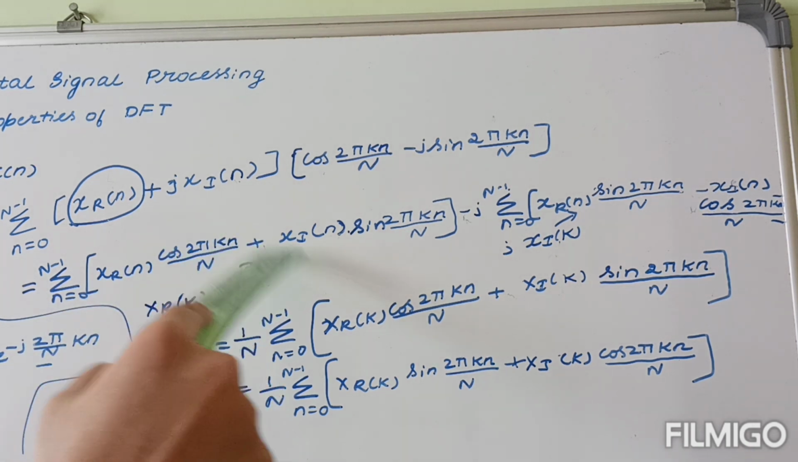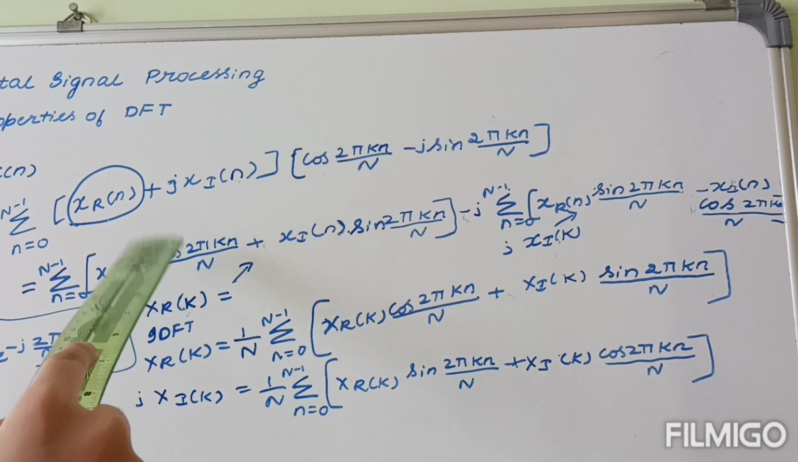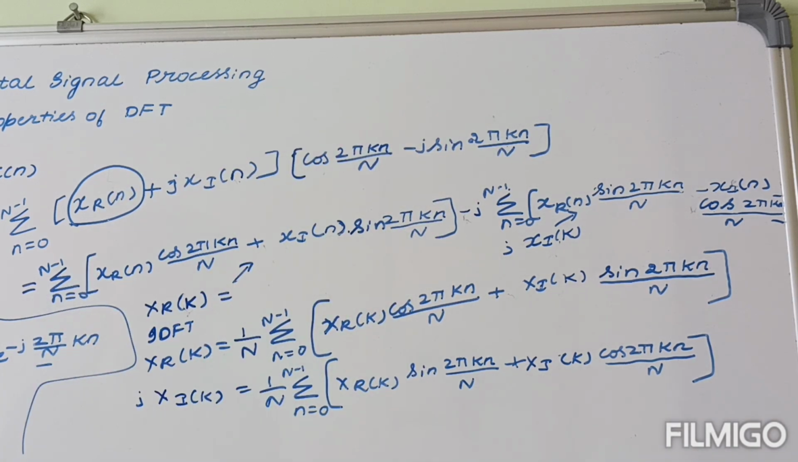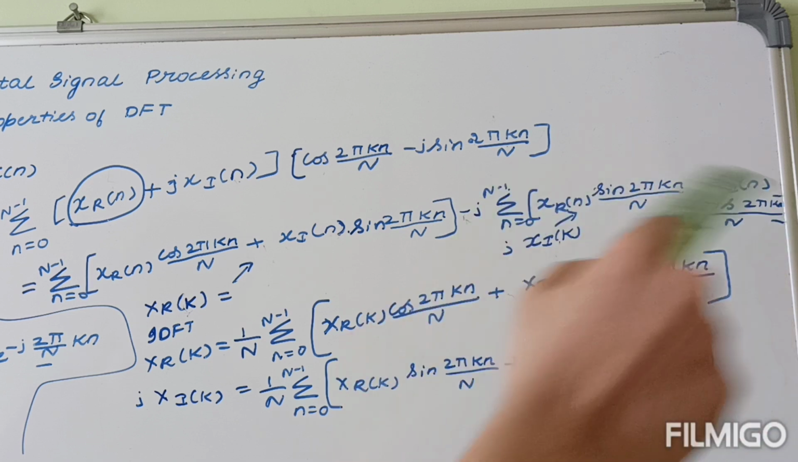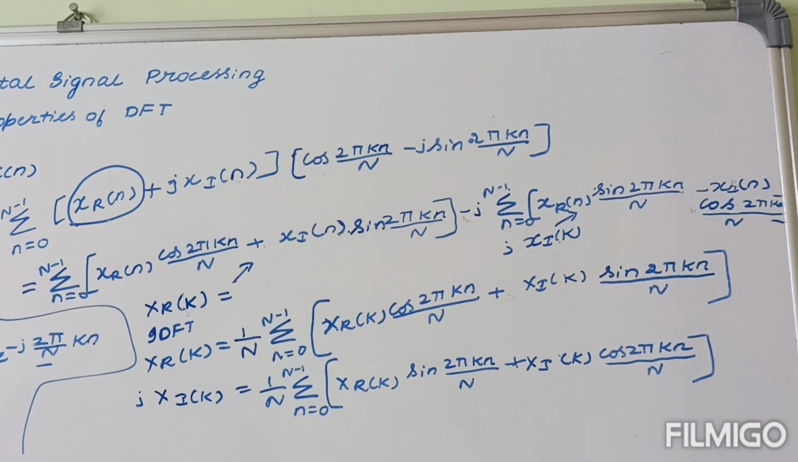And here it is xr of n into cos 2 pi kn by N. And this multiplied by this, the resultant is xi of n into sine 2 pi kn by N, right? We are taking all the j terms on this side, and without j on this side. Fine, that is what we have done. And this particular thing is what we have written as the resultant in IDFT form. So in IDFT form we are going to get the resultant like this.